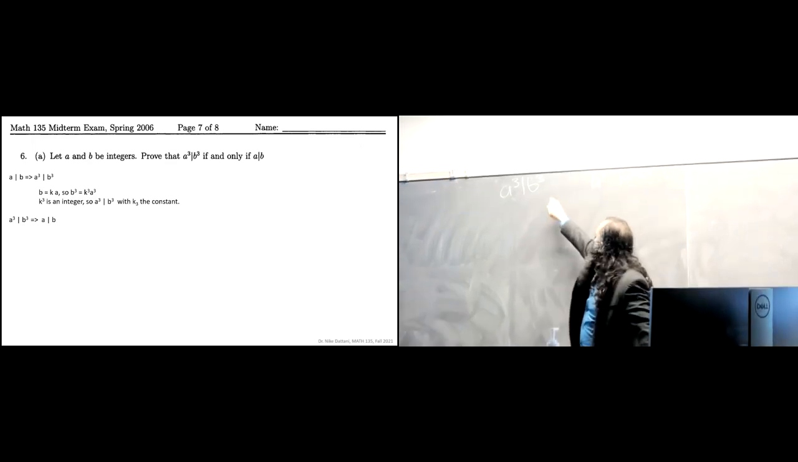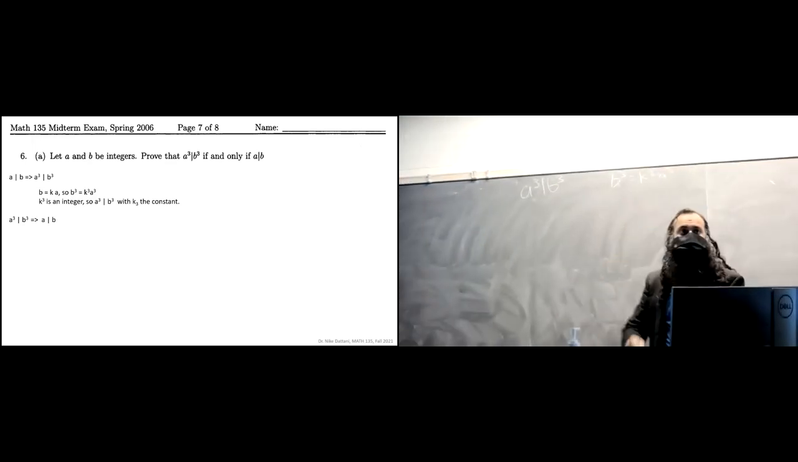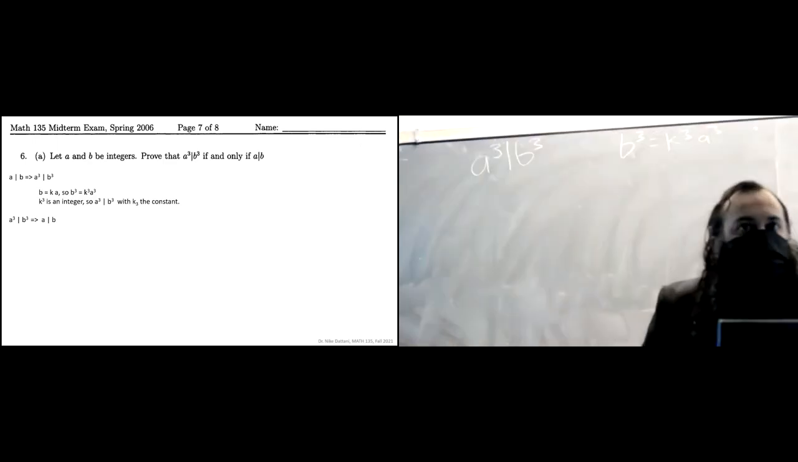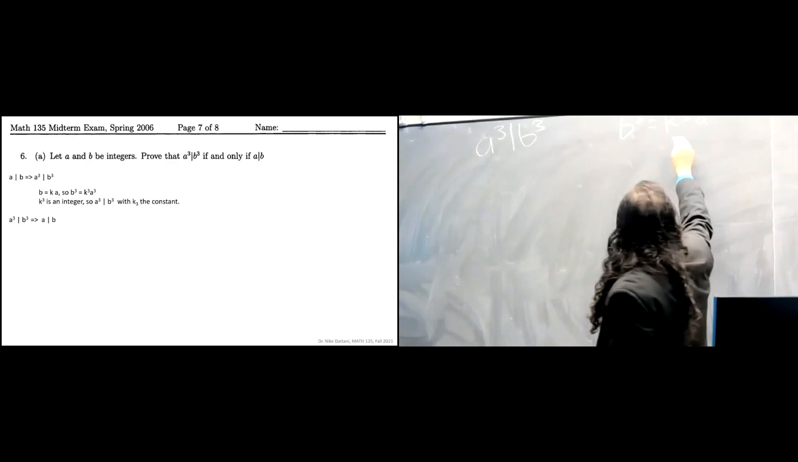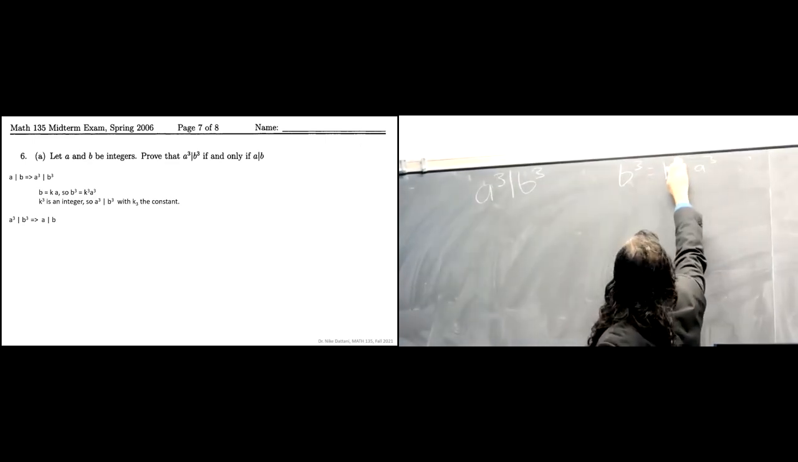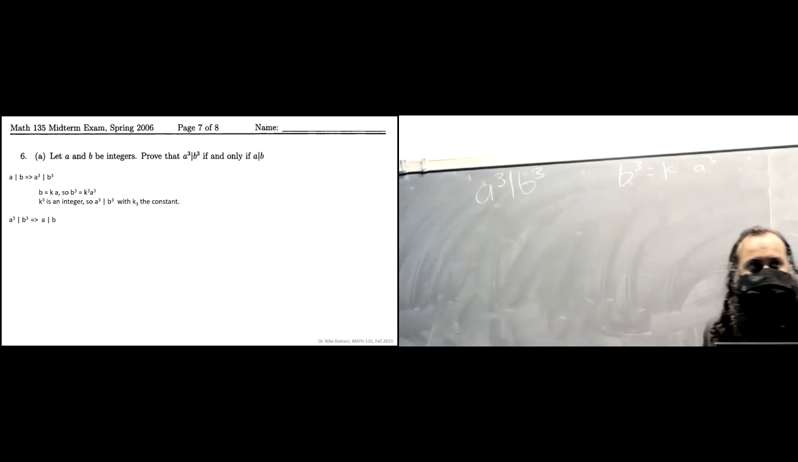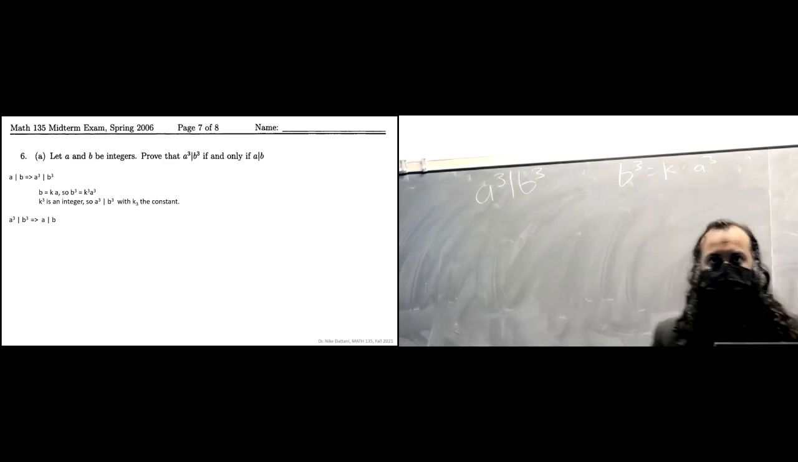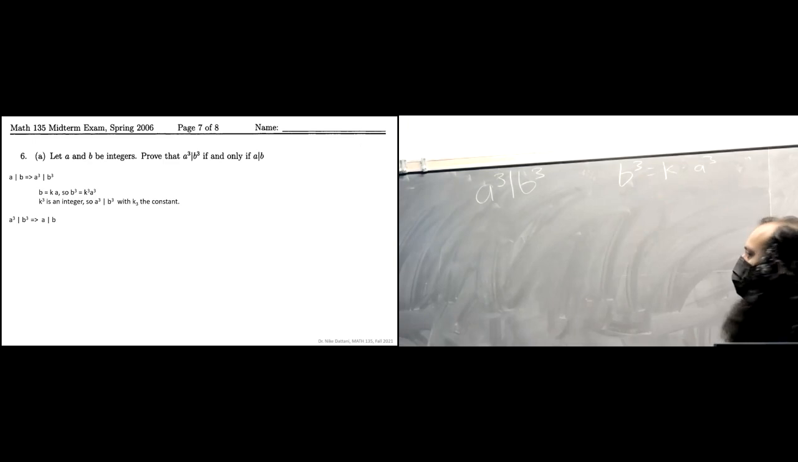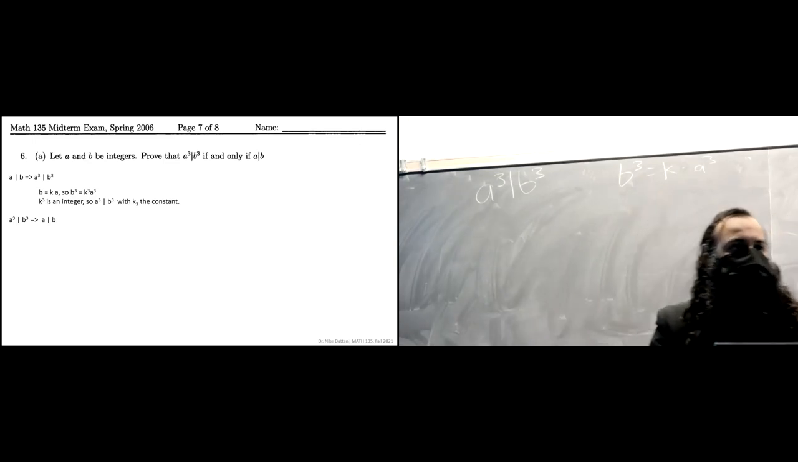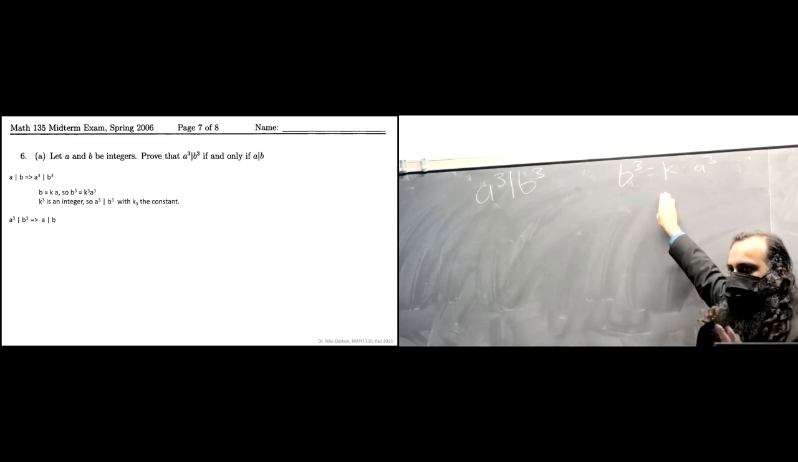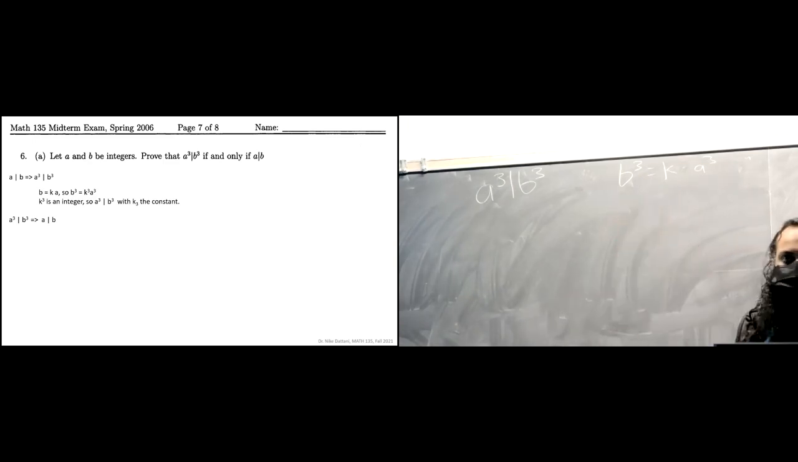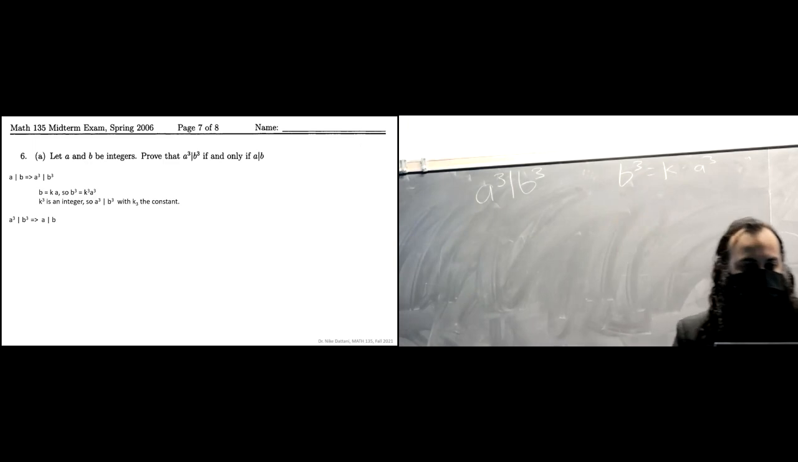Why can't I just say that b cubed equals k cubed a cubed? Yeah, so I'm guaranteed that b cubed equals k times a cubed, where k is an integer, but I'm not guaranteed that that integer is a perfect cube. So it could just be 7. 7 is an integer, and it could be any integer. 7's not a perfect cube. So I can't just start with that in my proof.